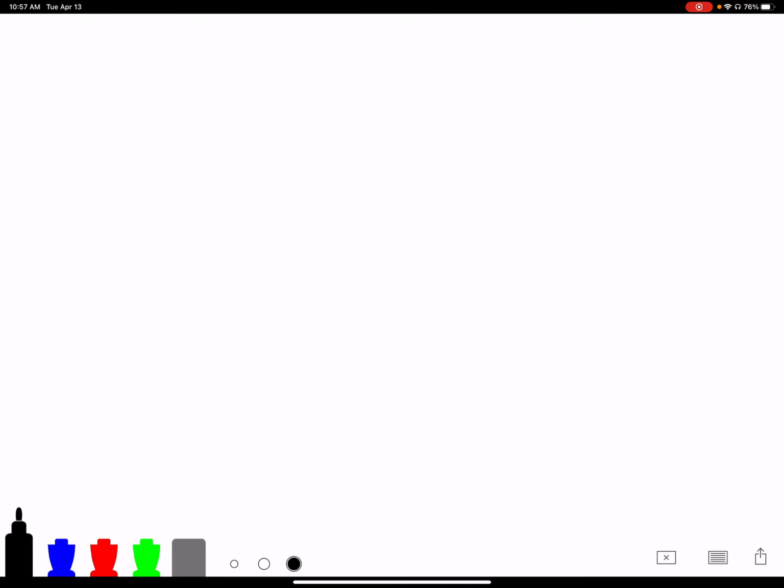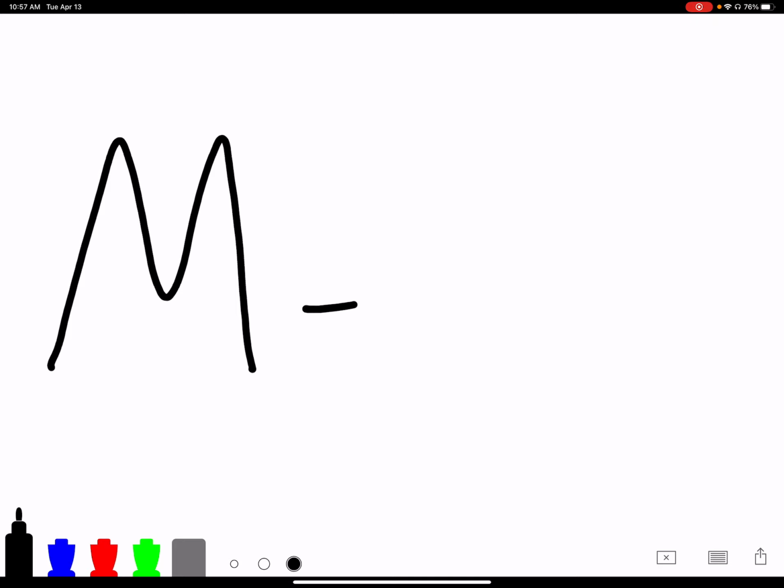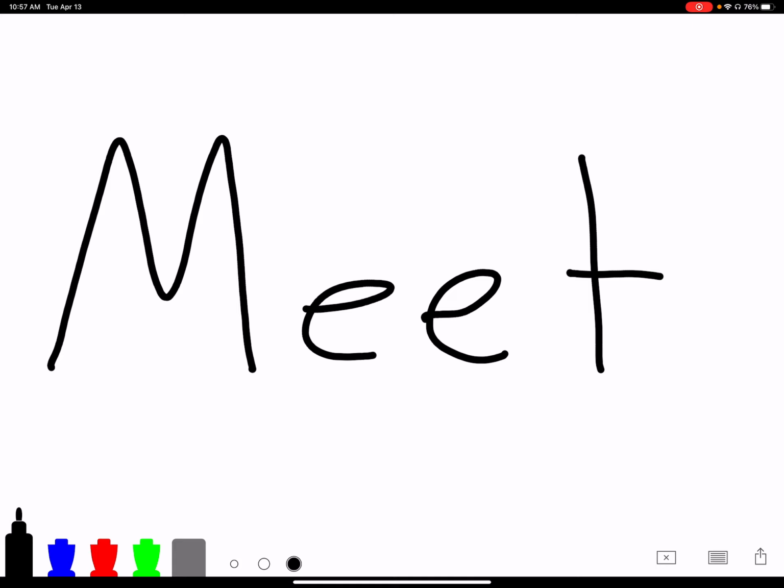Our next spelling word is going to be meet. Meet. I will see you on the Google Meet. Meet. Now, what letter in the alphabet makes the m sound, m as in monkey, m as in moose? It'll be the letter M, and then e-a-t. M, eat, meat.